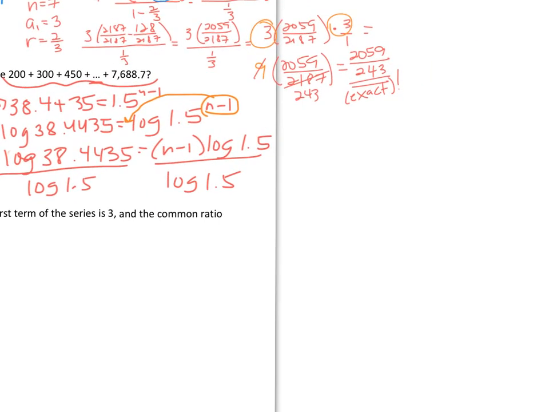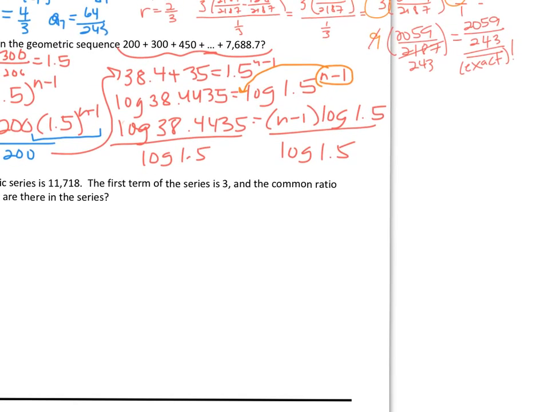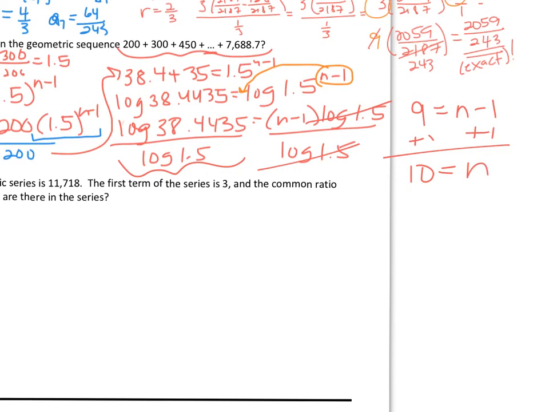When we do that, the logs cancel out, and on the left-hand side, we have log 38.4435 divided by log 1.5. Now, when I typed that in, I got 9.0000 something. So that's going to be approximately 9 for our purposes. And if we have n minus 1 on the left, we'll just add 1 to get n by itself. That means there are 10 terms in that sequence. And that's how you use logarithms as a means to help in these geometric models.